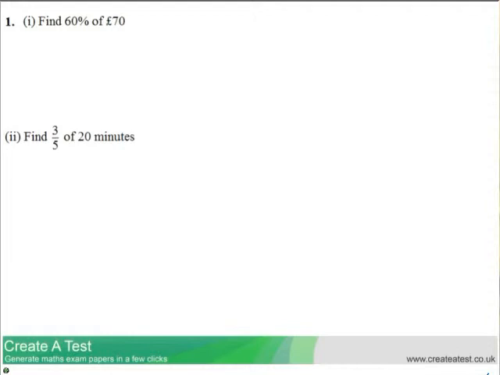Now in order to find 60%, I'm first going to find 10% of £70. I'm going to do this because it makes it much easier then to find 60%. So how do I find 10% of £70? Well, 10% is exactly the same as a tenth. Some people also know it's the same as 0.1.